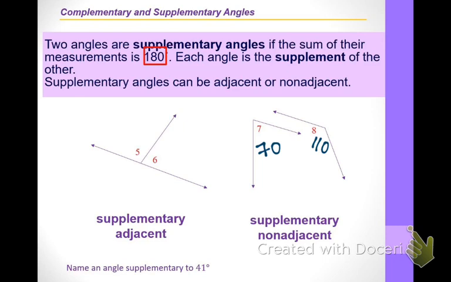Okay? So our last example, name an angle supplementary to 41 degrees. So we want to find what angle adds up with 41 to make 180. So what would we do to find that? Subtract from 180. What is 180 minus 41? 139. Good. So you would see supplement. Where have you seen the word supplement before?